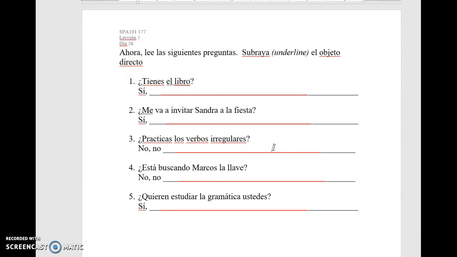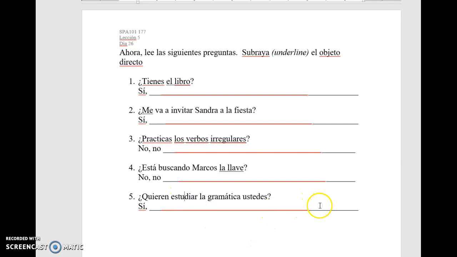¿Practicas los verbos irregulares? Ask yourself, ¿qué practicas? What do you practice? ¿Está buscando Marcos la llave? Ask yourself, ¿qué está buscando Marcos? What is he looking for? And you should have come up with la llave.